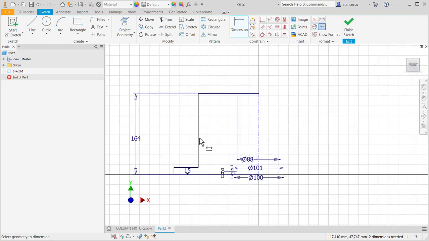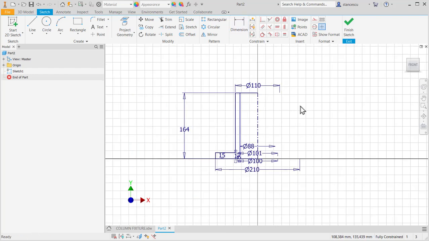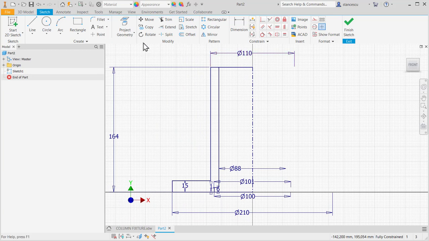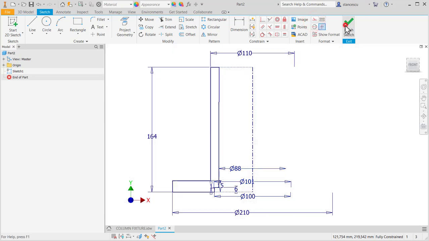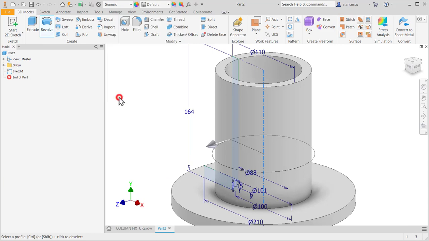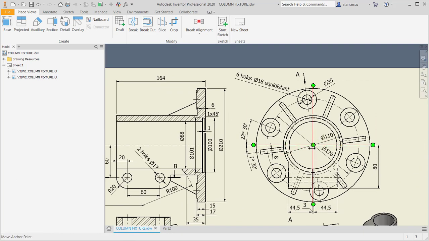and 2 dimensions, 1 which is 110, and the last one is 210. And now we apply split to these 2 lines, and we make them construction lines. Finish sketch, revolve. Okay, good. 110 was this dimension. Yes, external diameter, this one.